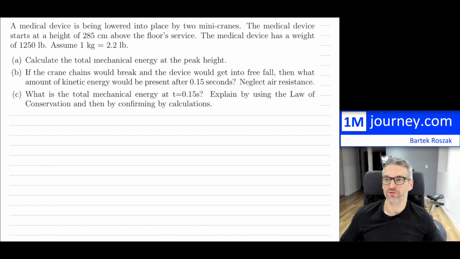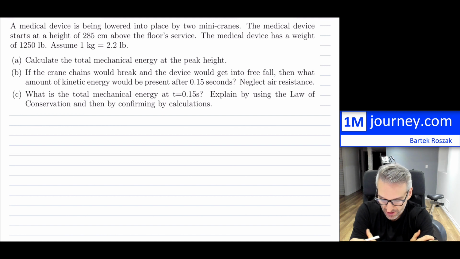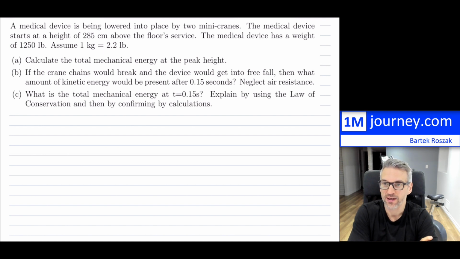Let's dive into a few more examples now related to work, energy, and power. Here's the first example, which states a medical device is being lowered into place by two mini cranes. The medical device starts at a height of 285 centimeters above the floor's surface. It has a weight of 1250 pounds, and we'll assume that 1 kilogram is approximately 2.2 pounds. Calculate the total mechanical energy at the peak height.